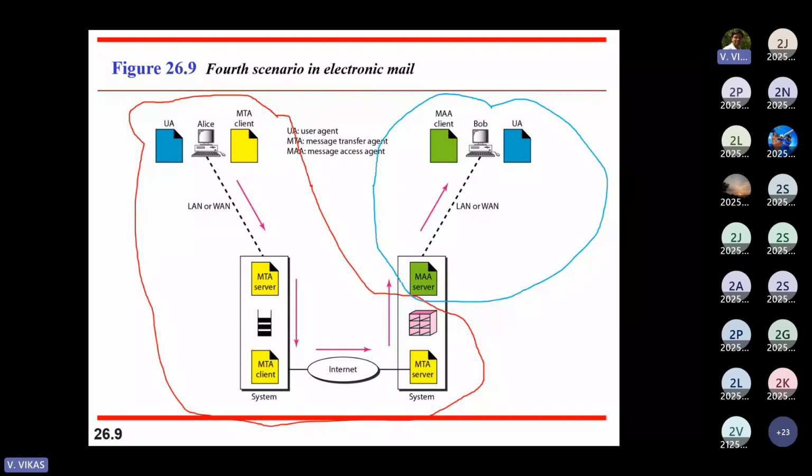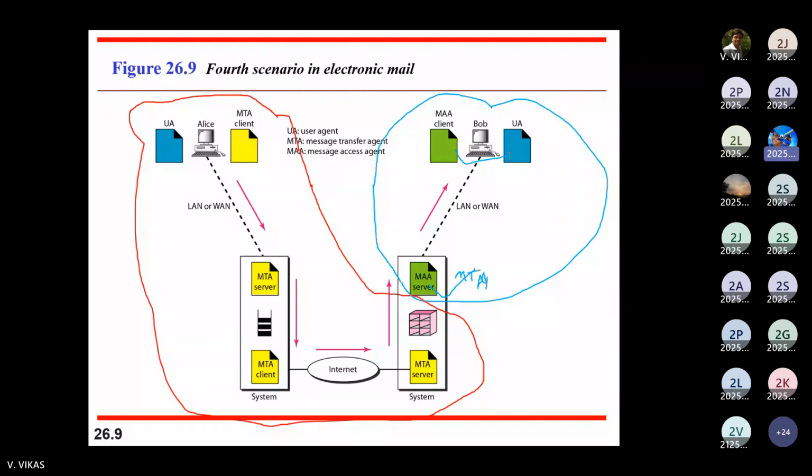To move from one location to another location, we are considering MTA agents. Maybe by this time you should be getting a question: why are we not considering the MTA client and server here, but why are we going with something like MAA? I don't know how many of you got that question. Any idea at least why we are not considering the MTA client at this particular point and the MTA server with Bob?